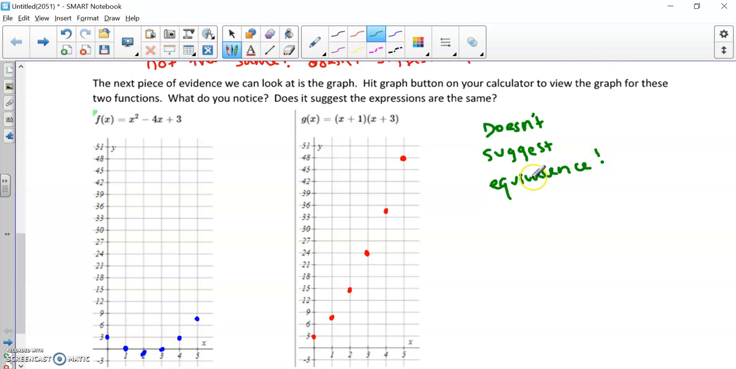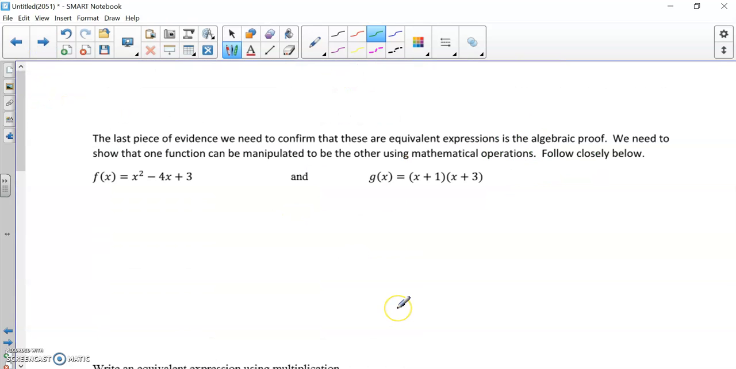Okay, so make sure you know how to do that, just in terms of getting the graph, getting the table, being able to explain why you think that they're equivalent, why you think they're not equivalent, that sort of thing.